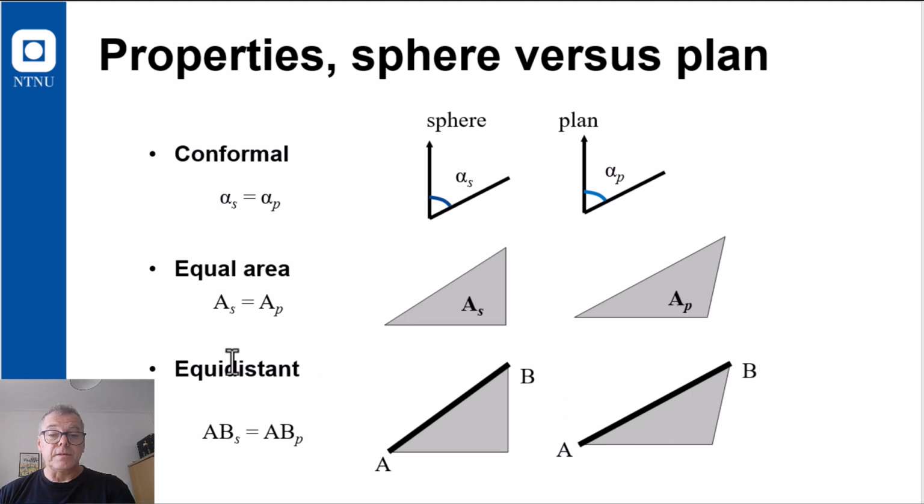For equidistance map projection, these are true only for certain distances, which we will see later. And you can also have maps where none of these qualities are preserved, but where one tries to minimize the negative effect of all of them. And these maps are called compromise projections.